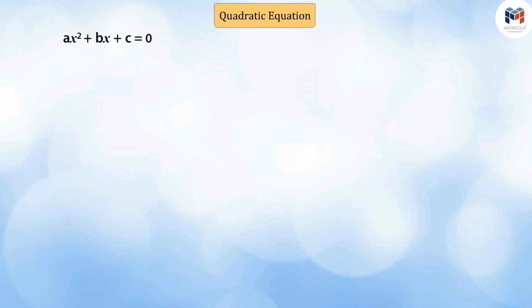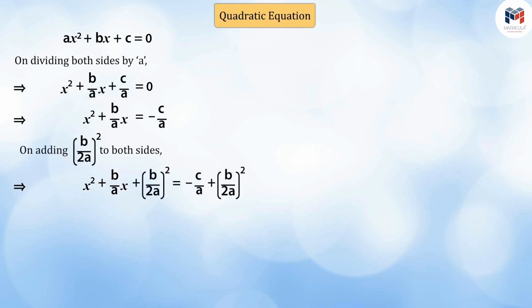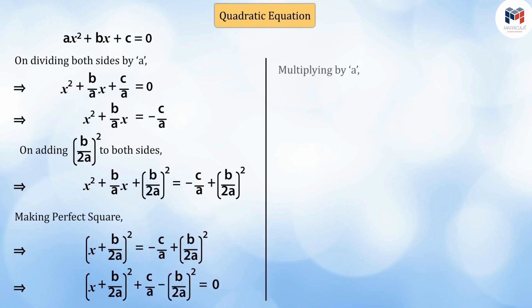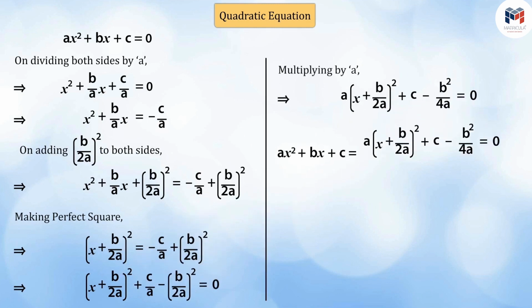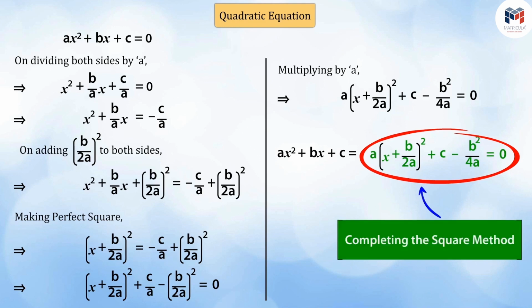In the same way, we can solve any quadratic equation by converting the term minus b square by 4a into a perfect square and finding the solution of a multiplied by x plus b by 2a the whole square plus c minus b square by 4a equal to 0. This method is known as the completing the square method.